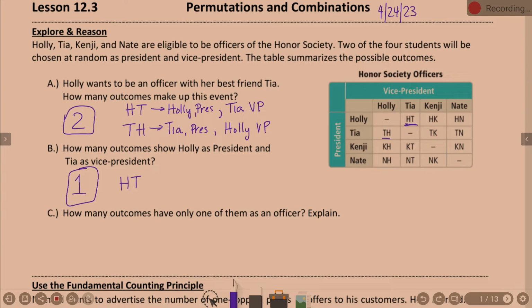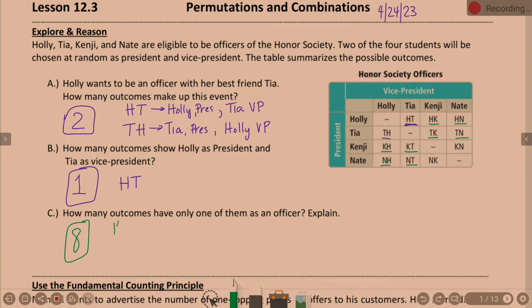Okay. And how many outcomes have only one of them as an officer? Which one is it? Eight. I think eight sounds right if I recall. Well, if it's only one of them as an officer, we're looking at HK, HN, TK, TN, KH, KT, NH, and NT. In other words, we're looking for combinations that have either H or T, right? So, should be a total of eight.